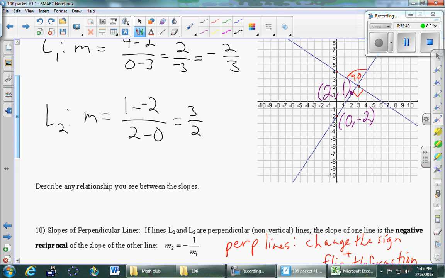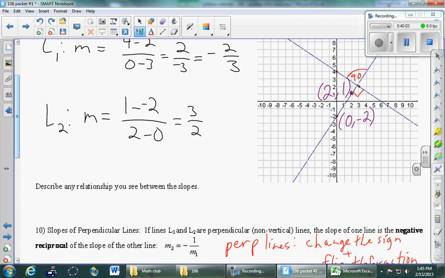And what I mean by that is that if I tell you, for example, that the slope of my one line is negative 2/3, and I want you to figure out the slope of the other line, you change the sign and you flip the fraction. It used to be negative. What does it become? Positive. It used to be 2/3, you flip it over, 3/2.